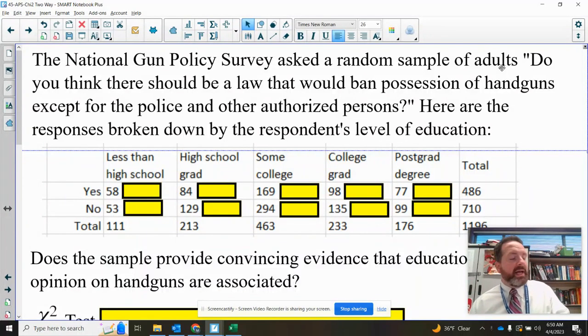Okay, let's do a chi-square test on a two-way table here on the graphing calculator. So here we have some data on a survey. They asked the adults, what do you think about handguns? We got some yeses and nos.